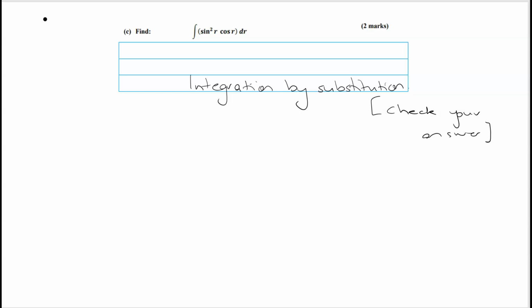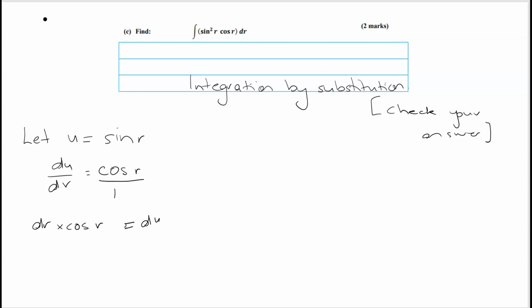So what you could say was let u equal sine r. And then remember we find du by dr, and that's going to be cos r. And then we really need to find dr, so that's over 1. So dr times cos r equals du times 1. So we need to find dr. dr is going to be du over cos r, and that's your working before you can start.